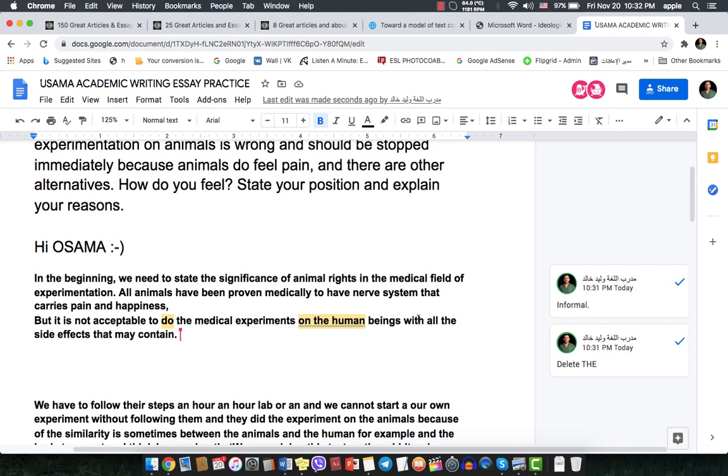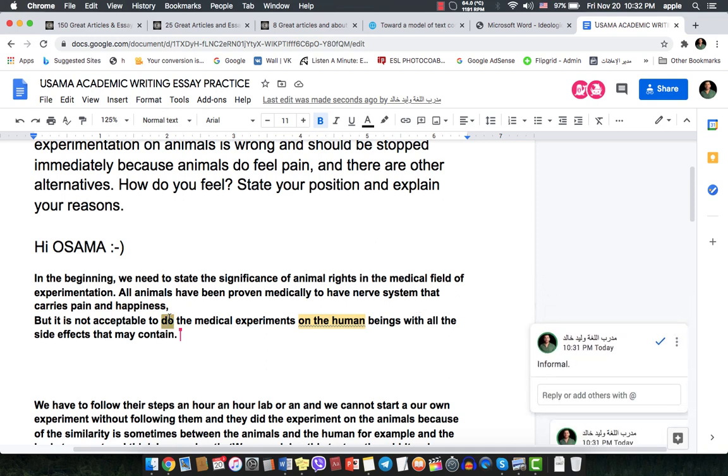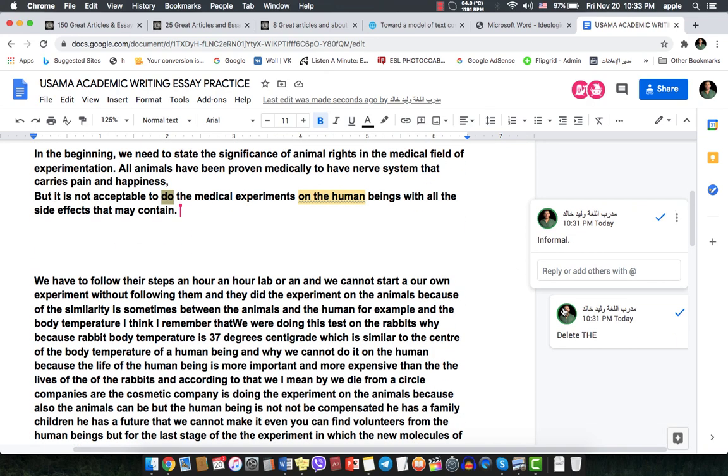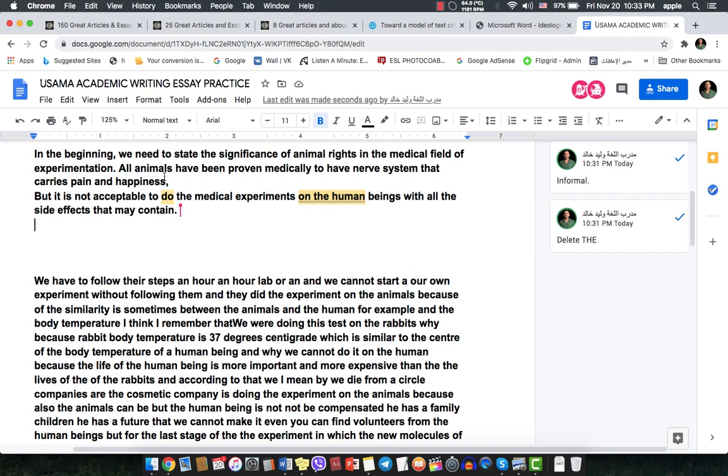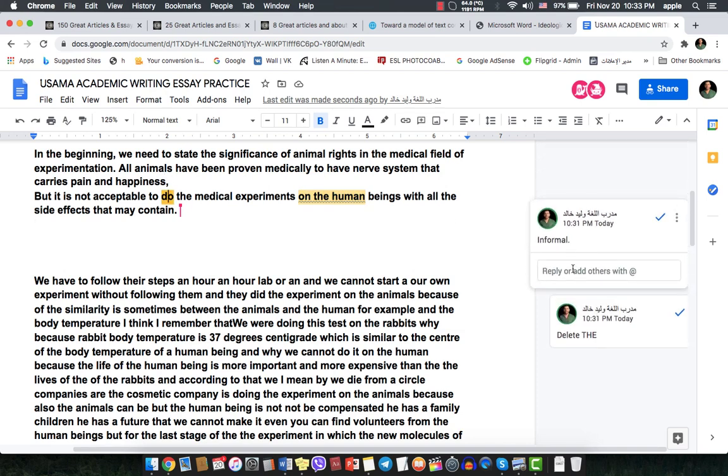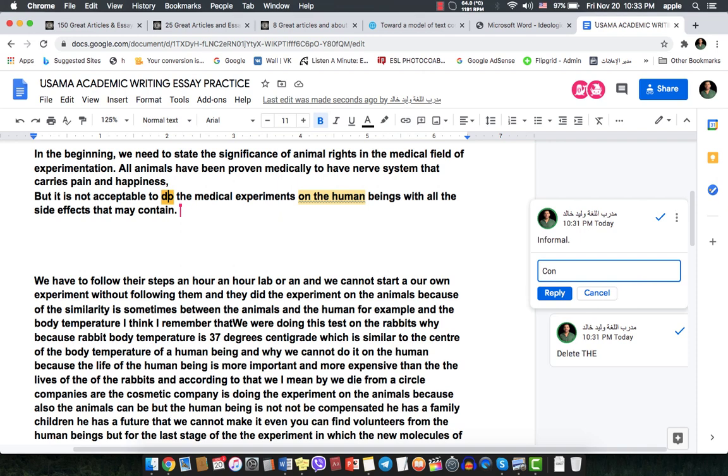In this process, there's going to be direct contact with the feedback, and I would guess that the assessment and the perception of my feedback is going to be highly more influential here. Now, when you say it is not acceptable to do the medical experiments, instead of saying "do," because everybody can say "do," think about it from a formal point of view. I would replace it with "run" or "conduct."